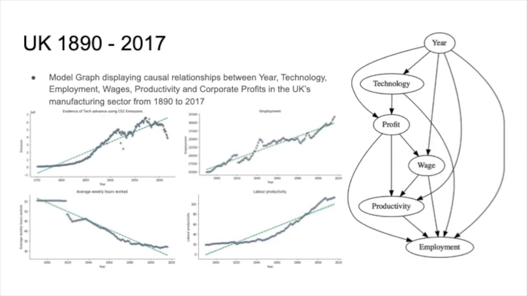For the United Kingdom, our data begins during the second phase of the Industrial Revolution in 1890 and ends just recently in 2017. During this time frame, we identified a major difference to Germany. Employment goes from being dependent on technology to becoming directly dependent on all other factors. Technology, productivity, and wages all saw a consistent increase, while annual wages saw a steady drop.